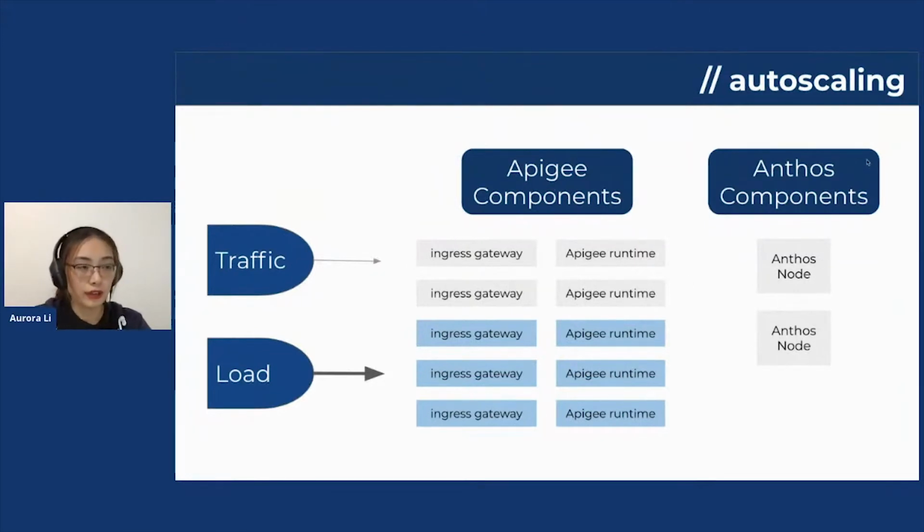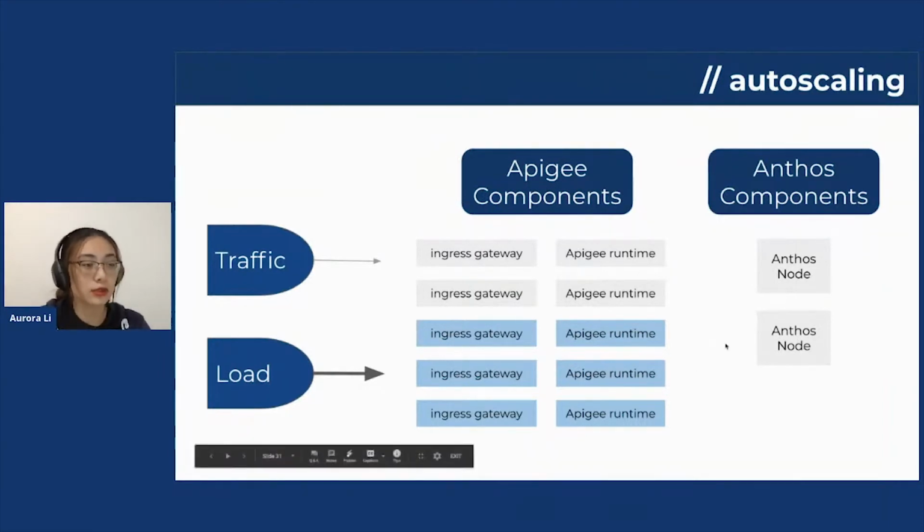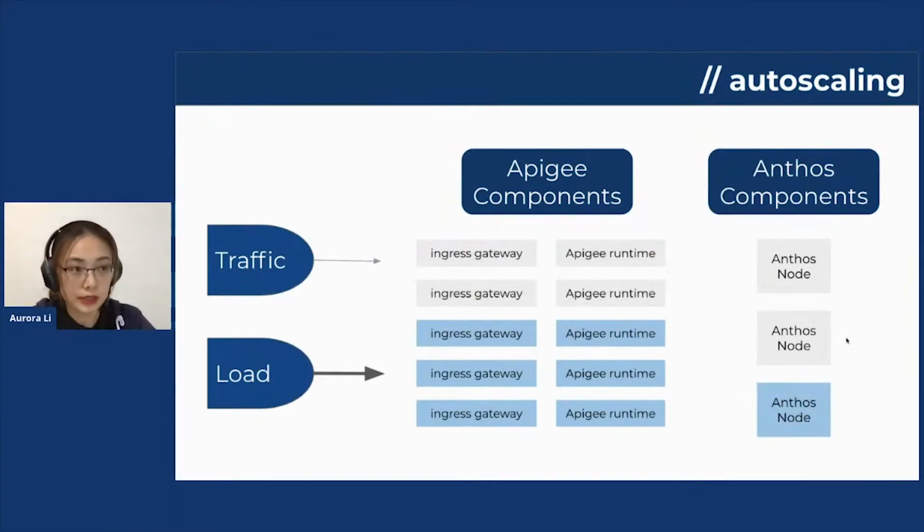And similarly, on the Anthos side, because it is a Kubernetes cluster, and it's an Anthos GKE cluster, it also has some auto-scaling capabilities. So if right now you only have 2 nodes to run all of your Apigee component, right now you have more workloads, so you will need a little bit more CPU and memory resource. Here, the Anthos component will also do auto-scaling for you.